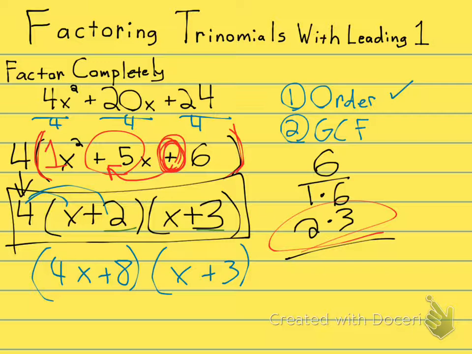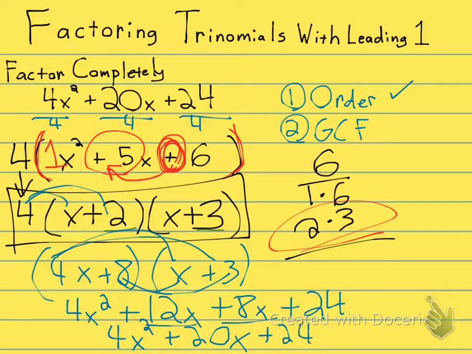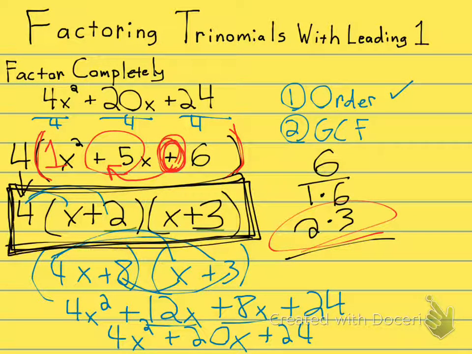And you know what? Let's go ahead and take a look at what foiling looks like. First 2, 4x squared, outer 2, plus 12x, inner 2, plus 8x, last 2, plus 24. My middle 2 terms will go together to give me 4x squared plus 20x plus 24. And that is exactly what you started with. So my answer is here in this box. That is the completely factored form of what I started with.